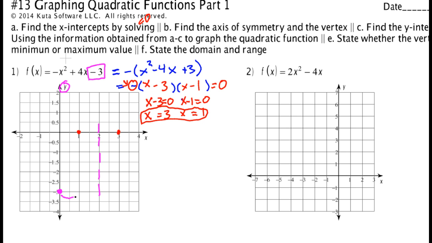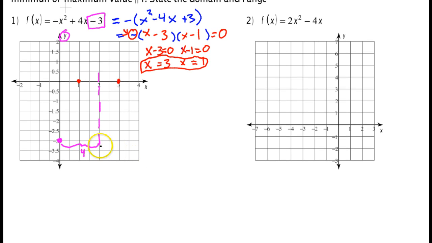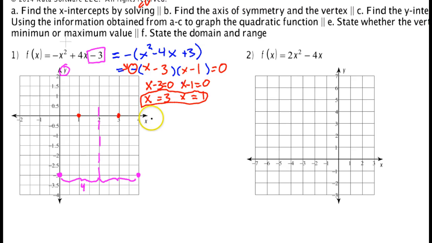So since this point is 4 away from the middle, I know there's another point on the other side. So it's a mirror image. It's reflective. It's the same distance both sides. Okay. So there's the y-intercept. Actually, that's the c part.